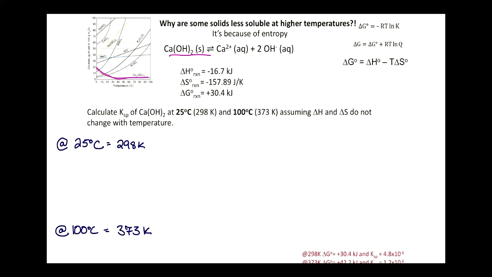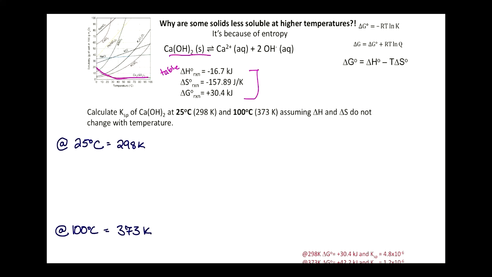So I gave you all the thermodynamic data here. I gave you delta H, delta S, and delta G of this reaction. Notice that all of these are naughts. So these are table values. Table values are measured at standard conditions, 298 Kelvin. So I want you to calculate what is Ksp at two different temperatures. I want you to calculate what is the Ksp for calcium hydroxide at 25 degrees Celsius, and I want you to tell me what it is at 100 degrees Celsius.